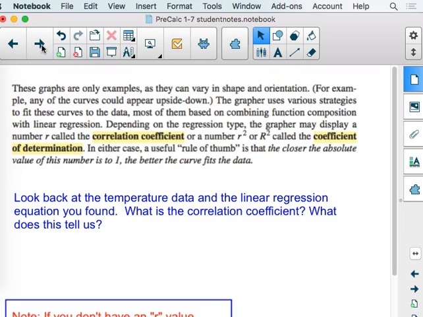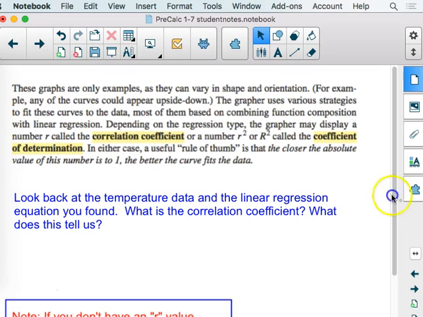So these graphs are only examples as they vary in shape and orientation. For example, any of the curves could appear upside down. The grapher uses various strategies to fit these curves to the data, most of them based on combining function composition along with linear regression. Depending on the regression type, the grapher may display a number R, which is the correlation coefficient, and that's the one we were looking for. And in some regressions, it only gives you R squared, which in some books is called the coefficient of determination. But in either case, your rule of thumb is the closer it is to 1, or the absolute value of 1, the better it is.